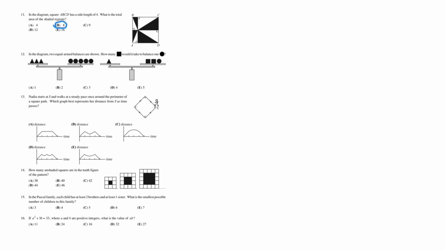Number 12. In the diagram, 2 equal-armed balances are shown. How many squares would it take to balance one circle? The 3 triangles equal the 5 circles. Another balance shows 1 triangle equals 2 squares plus 1 circle. Now we multiply this equation by 3, because the first one has 3 triangles. So when we multiply by 3, 3 triangles equal 6 squares plus 3 circles.